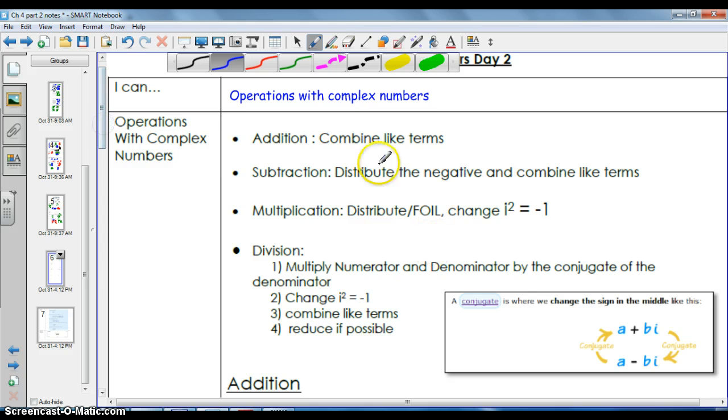So let's go ahead and just talk about what you do with each one, and then we'll do some practice examples. For this first one, addition, it's kind of just combining like terms. Subtraction, in a sense, is combining like terms, but you have to distribute that negative to the numbers behind it. So subtraction can be a little tricky just because you have to be careful. Multiplication is distributing and foiling, which isn't too bad. But then again, if you have this i squared, we have to change that to a -1. So that's another one of those things you have to remember as you are working.